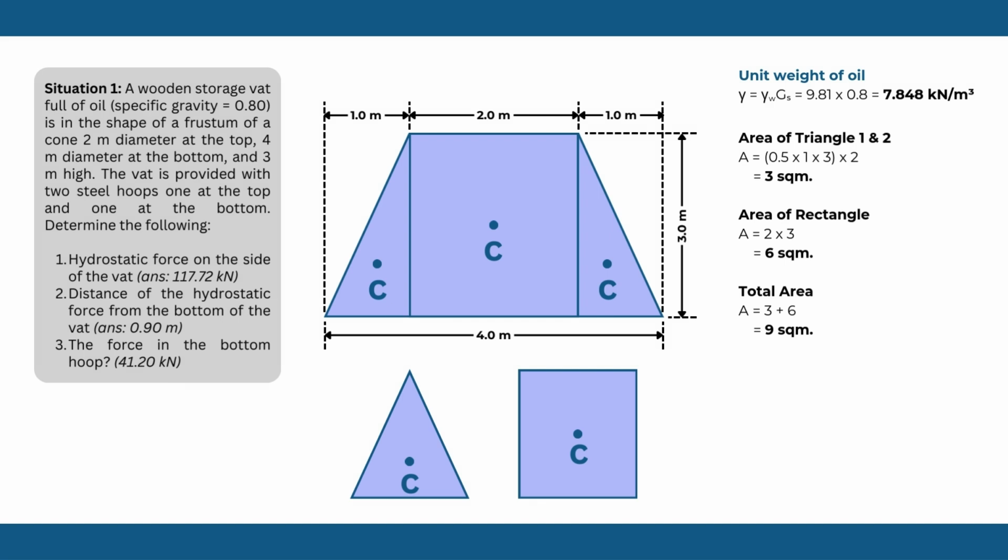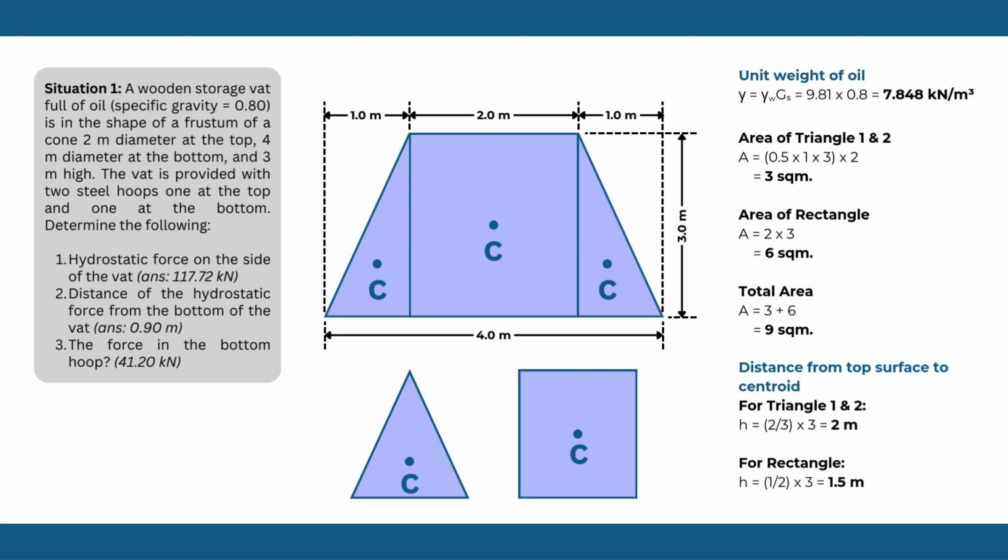After that, we just get the centroid once again, referencing from the topmost height. So para sa triangle 1 and 2, consider na natin siya as a whole. Tapos, kunin lang natin yung 2/3 ng distance, which is 2 meters. For our rectangle area naman, half lang siya ng height, so we'll get a value of 1.5 meters.